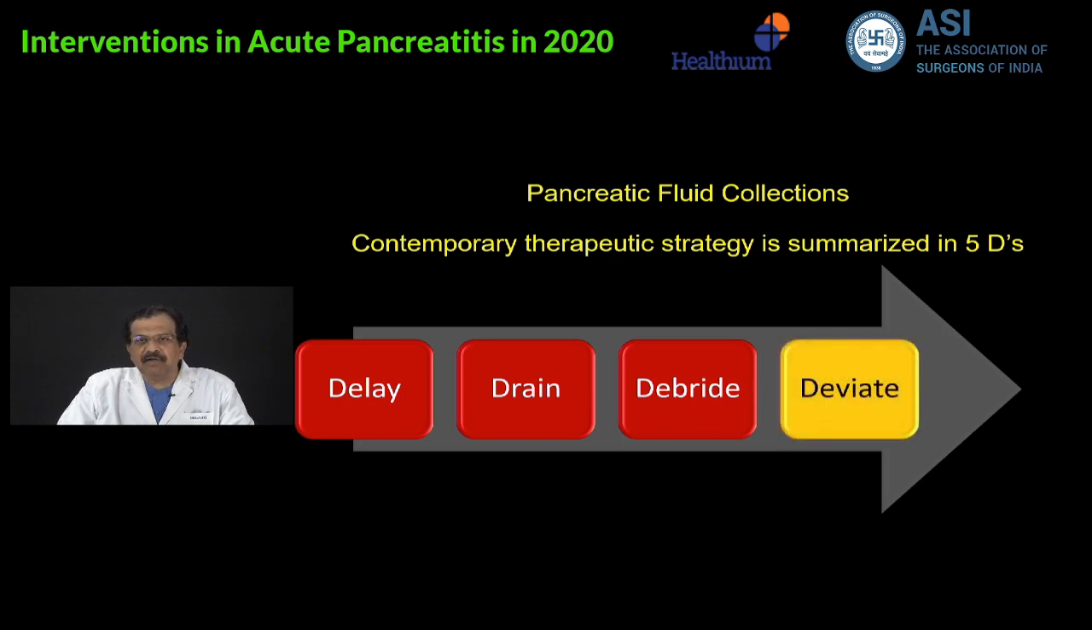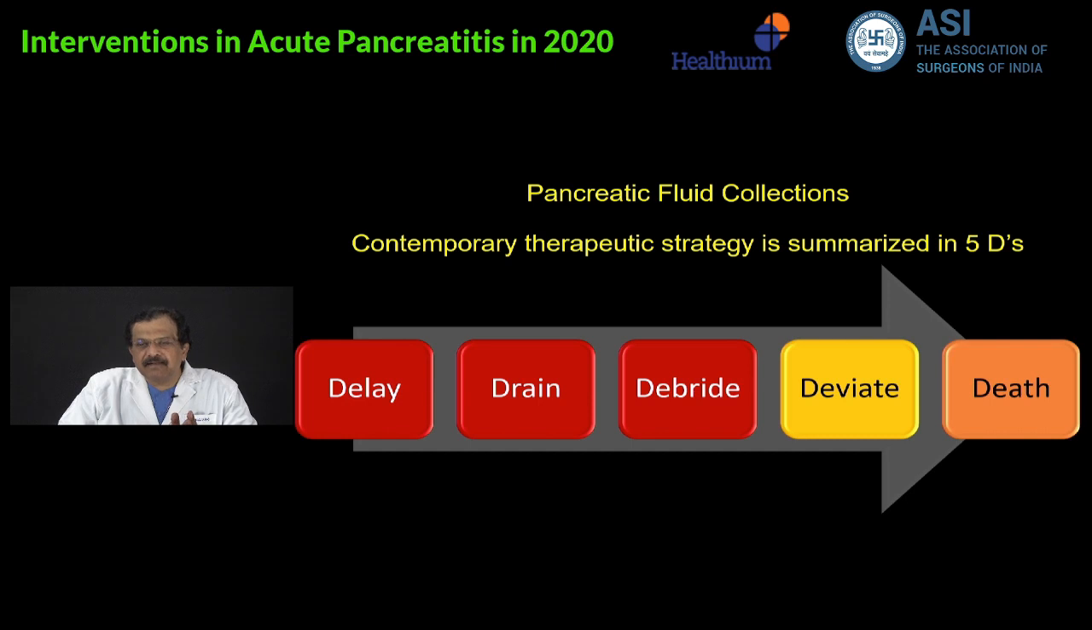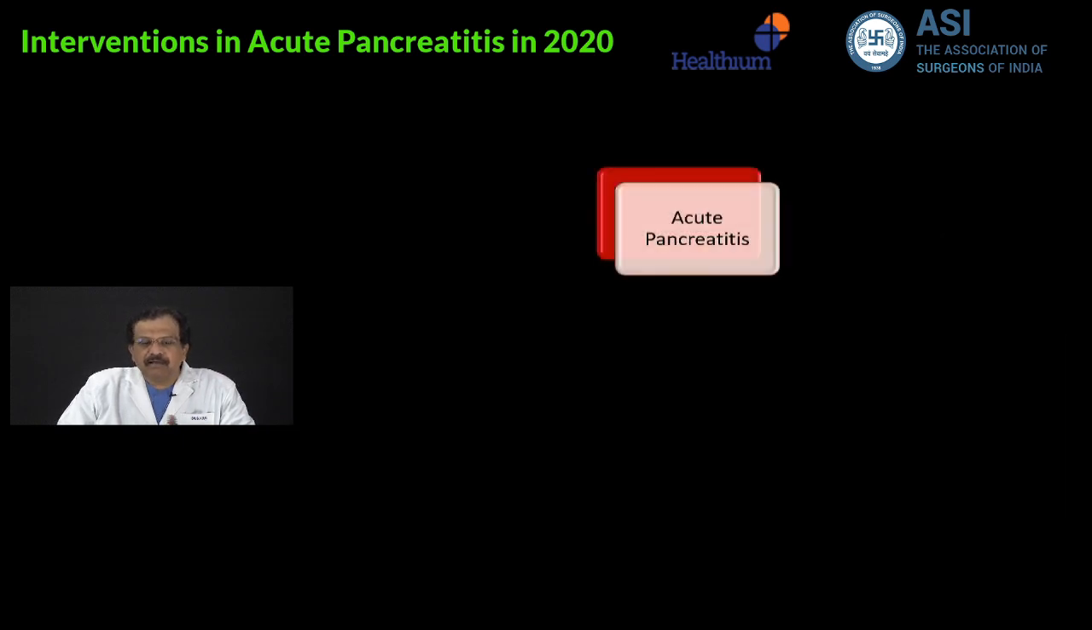If you deviate from any of these protocols, invariably you end up with increased mortality in these patients. So these 5 Ds seem to be very, very essential in the entire course during which the patient is admitted in the hospital, from the time of acute pancreatitis to any interventions that we do.